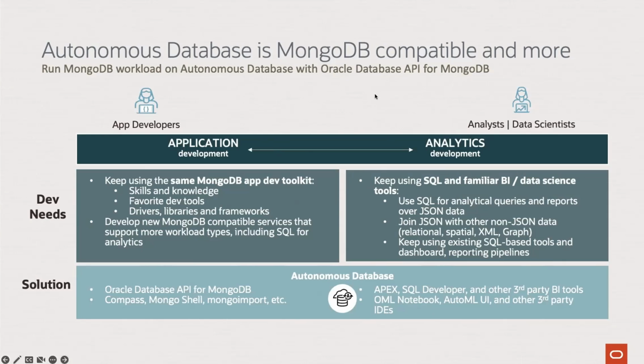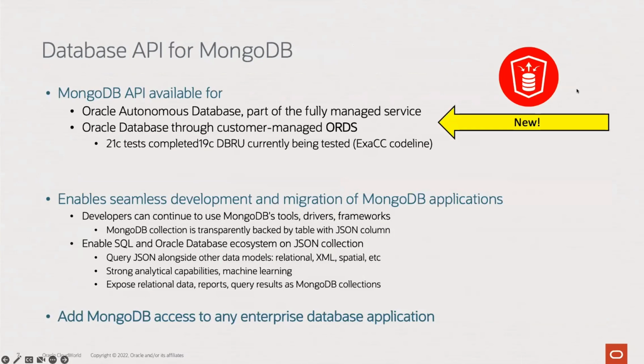So the idea is that you can come with a MongoDB tool or a MongoDB driver, and you can directly connect to Oracle database. And today, this is available on the Autonomous platform, like Autonomous JSON Database, for example. And here we manage this Mongo API service.